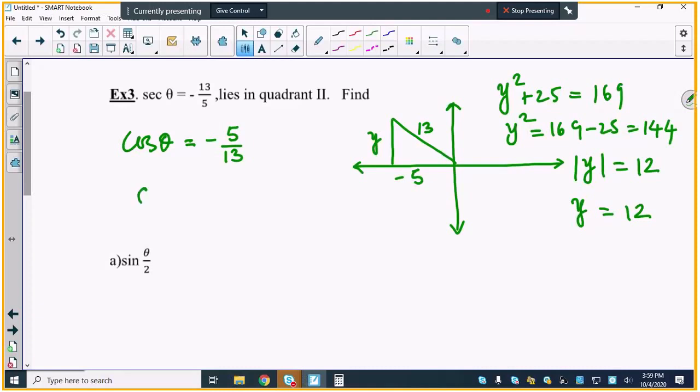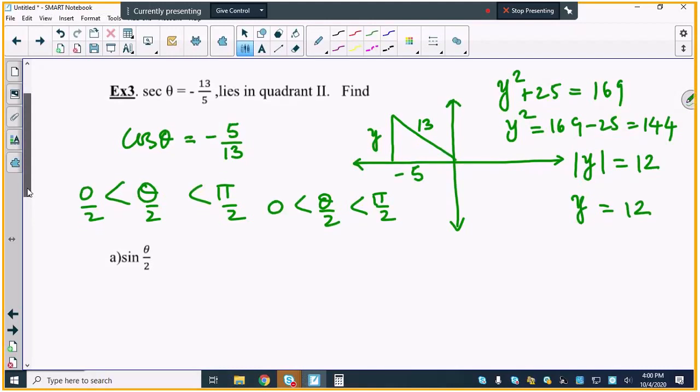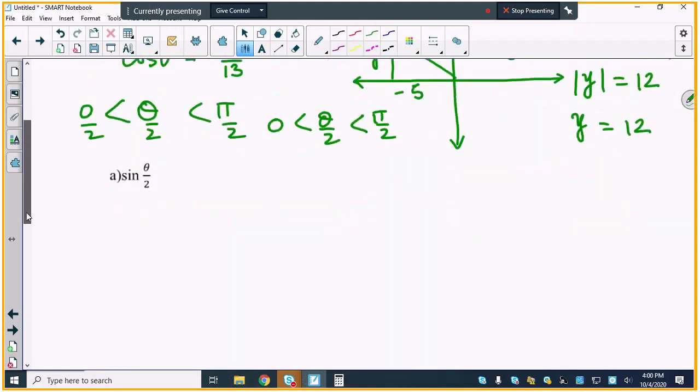Now I do the manipulation. Theta is between 0 and pi because it is in the second quadrant. So when divided by 2, theta between 0 and pi implies theta over 2 is between 0 and pi over 2. So if theta over 2 is in the first quadrant, all sine, cosine, and tangent are positive. So I just use the formula.